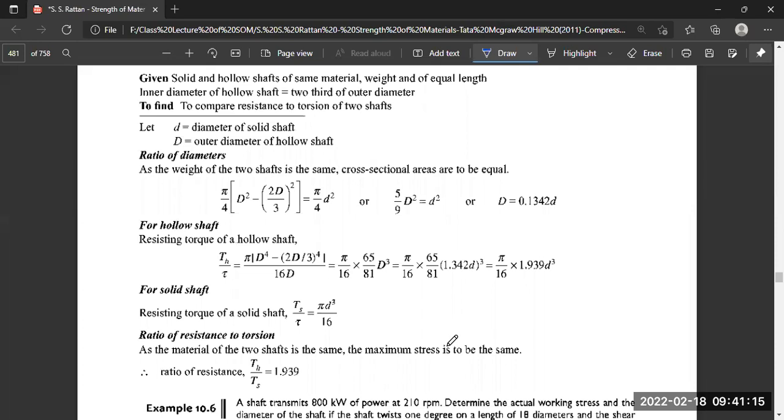Now, what is the resisting torque? We know the relation for a hollow shaft: T divided by the allowable shear stress equals π(D⁴ minus (2D/3)⁴) divided by 16D, or π/16 times 65/81 D³, which becomes π/16 times 1.939 d³.